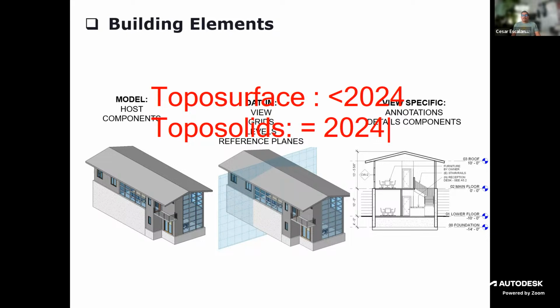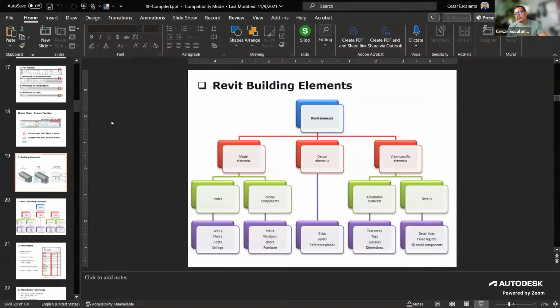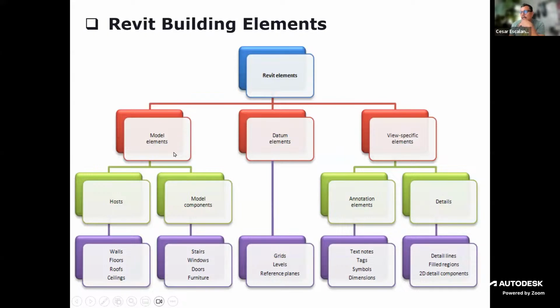So they live in the project. If you upgrade a model from 2022 to 2024, topo surfaces are still visible. You can modify them, you can change them, but you cannot create new ones. And both topo surfaces and topo solids are system families, and system families are hosts. Then we have datum elements. Datum elements are work planes that represent grids, levels, and reference planes.